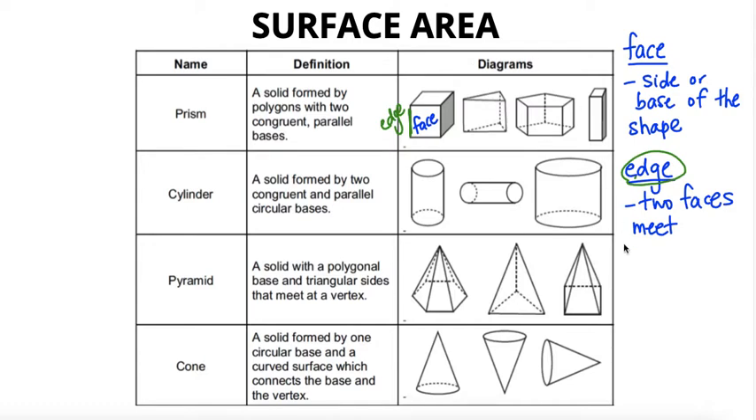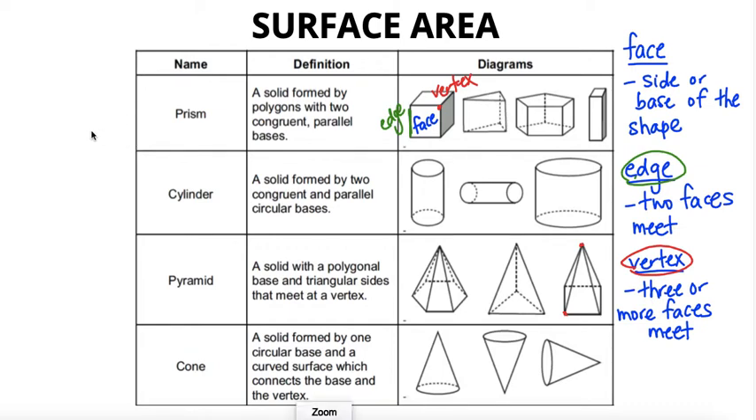And then the next definition that you're going to want to know about is a vertex. And a vertex is where three or more faces meet. And they're going to meet at a point. So if we're looking at a vertex, this point right here would be our vertex. For a pyramid, it's the point at the top, or it could be a point at the bottom. Those are also vertices or vertexes.